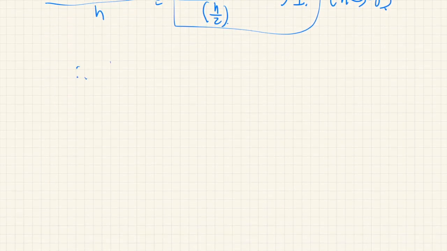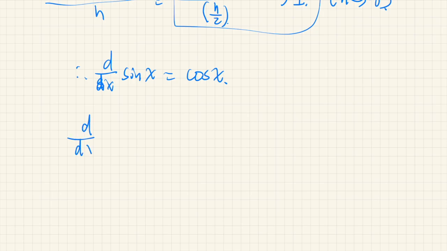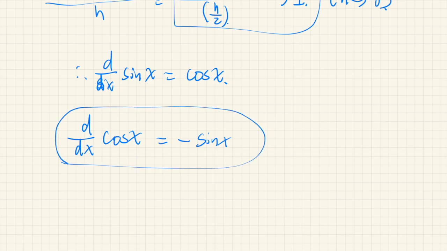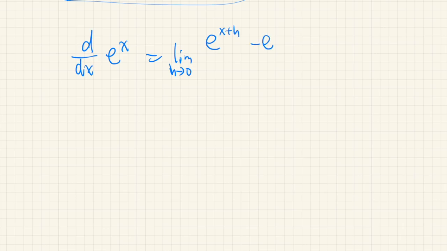So that means the derivative of the sine function is cosine x. And similarly, the derivative of cosine is negative sine x. So this is an exercise. You should prove this. Okay, next let's consider the derivative of the exponential function. By definition, it is the limit as h goes to 0 of (e to the power of x plus h minus e to the power of x) divided by h.